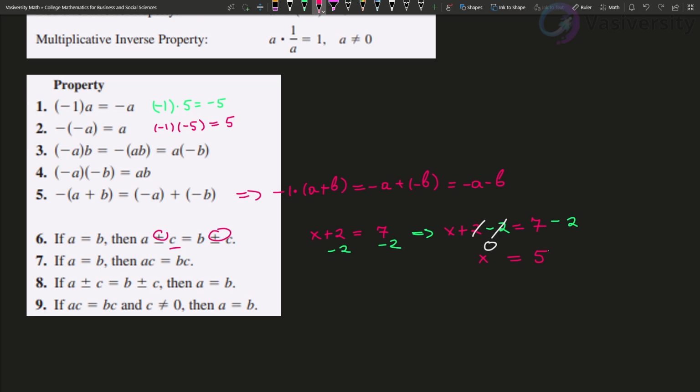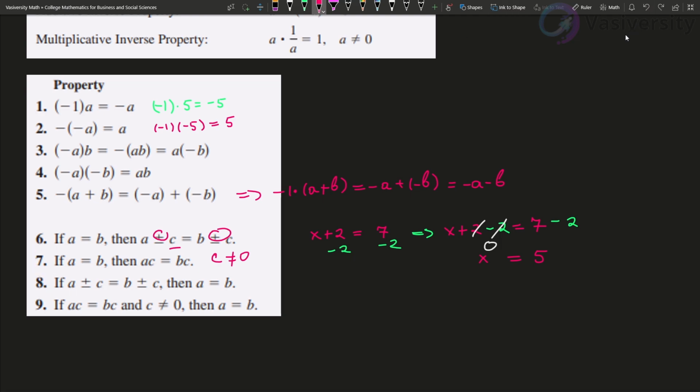And then the next property: if a is equal to b, then a times c is equal to b times c, as long as c is not equal to 0. Same thing with dividing a and b, because if it's 0, we cannot divide by 0. Very important property. And then this one is the opposite one. Properties 6 and 8 are tied together.